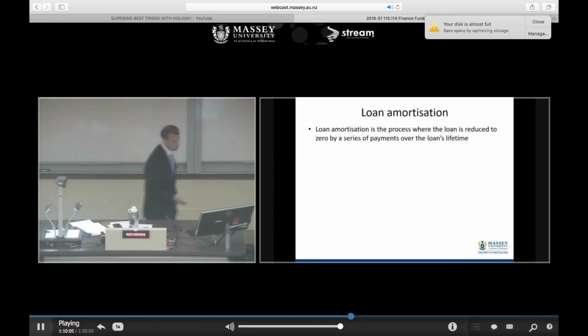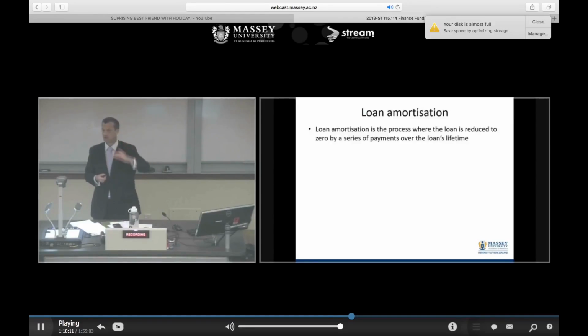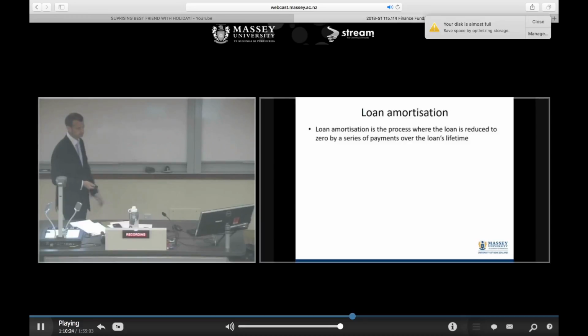So a loan amortisation is the process where the loan is reduced to zero over its life, and all we're doing is having a look at what happens after each payment. Easy to do in Excel, it's a bit laborious if you're doing it by hand, but the process is the same. So we need to look at the process first, then I'll show you in Excel.